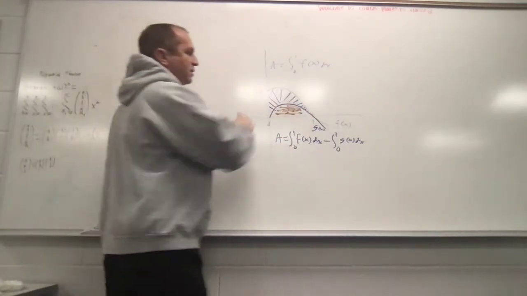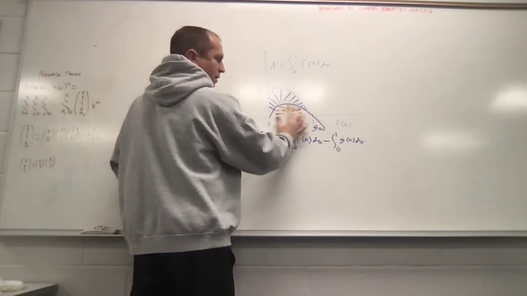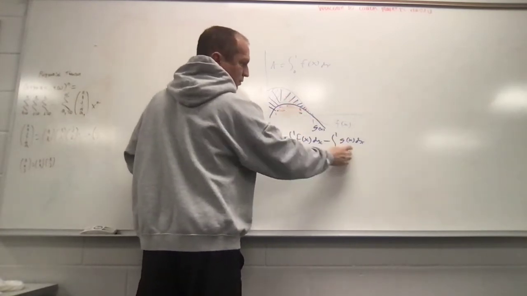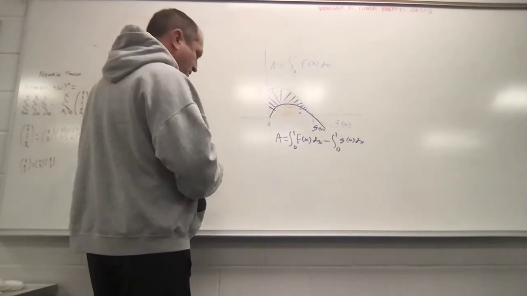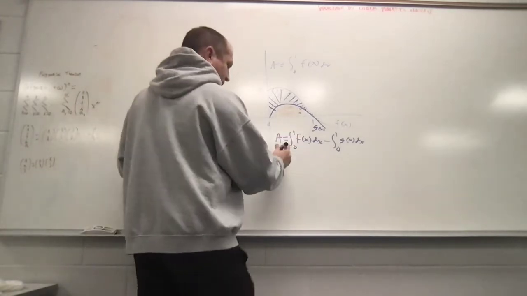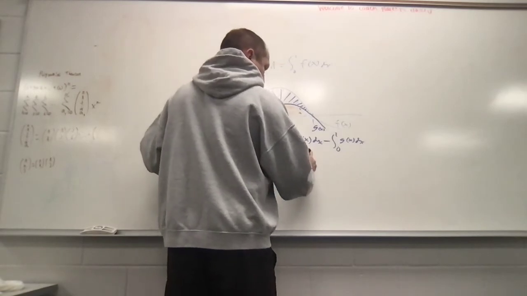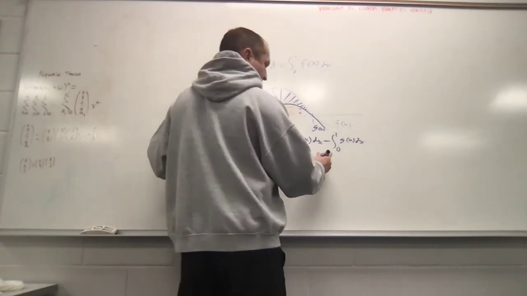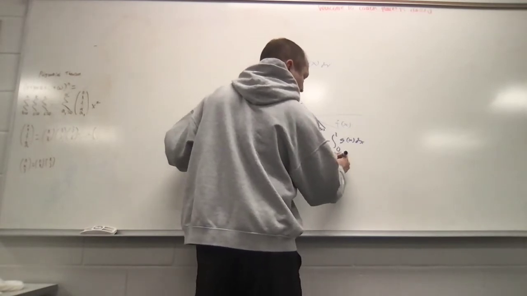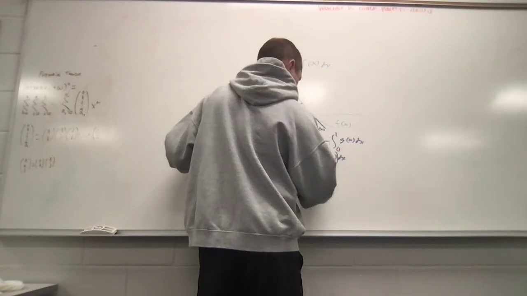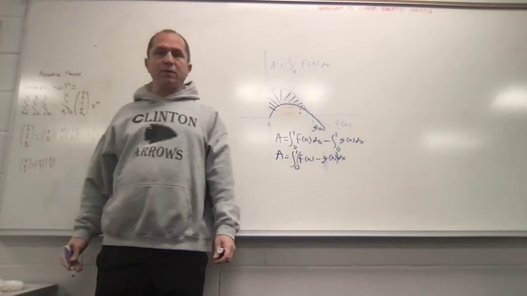So if we take this area of f of x, take away the area that's in brown here, which is represented by g of x, we're left with this area between this region. Now we can write this in terms of one integral by using our properties of integrals, saying that if we subtract two integrals, it's the same thing as subtracting the functions and taking the integral of that. So that's how we're going to go about finding the area between two regions.